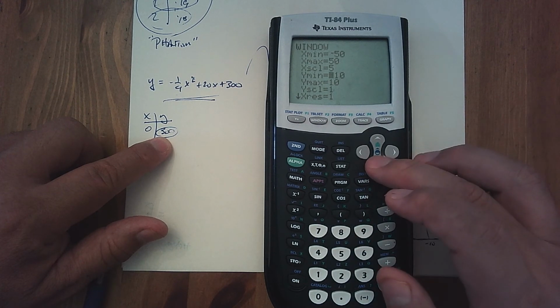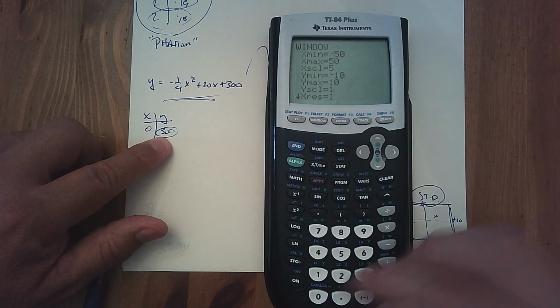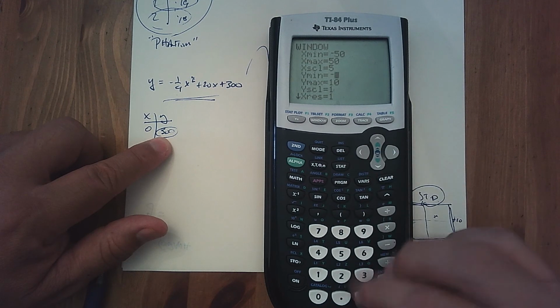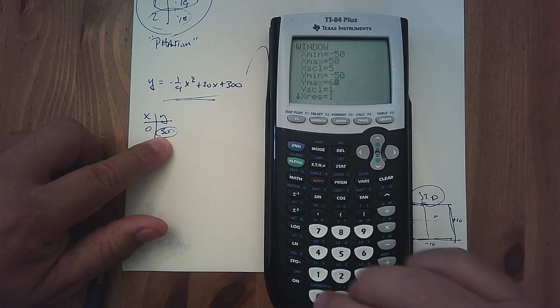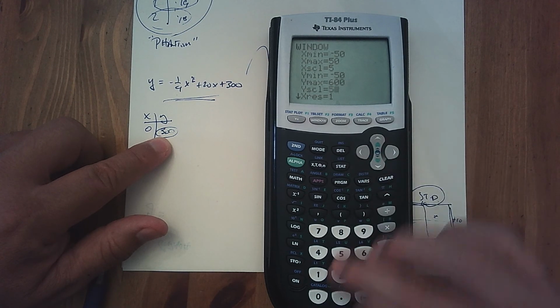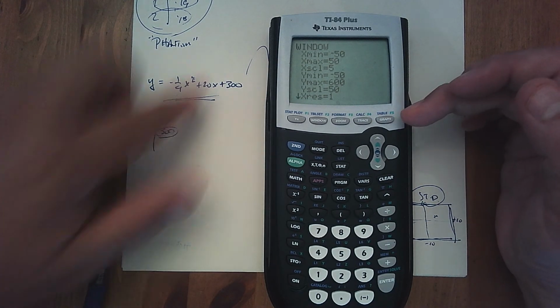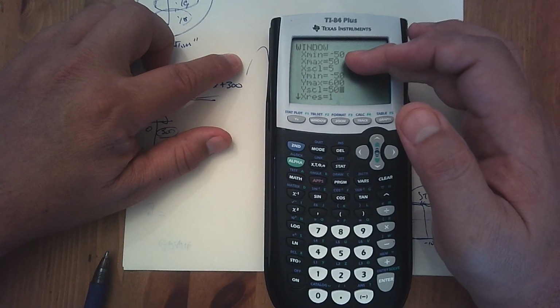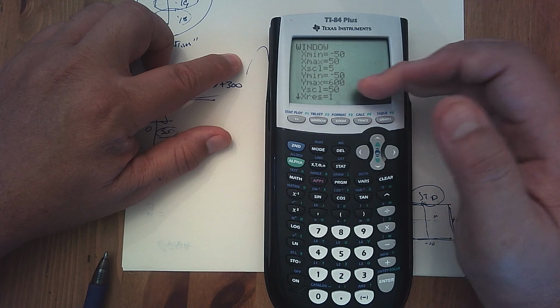In terms of the y-axis, let's go from negative 50, and we have to go all the way up to 300. So let's double that. Let's go all the way to 600, and then we'll go in steps of 50. So when I go graph, we're hopefully going to see the parabola we're expecting, from negative 50 to 50 along the x-axis in steps of 5, and from negative 50 to 600 in steps of 50 along the y.